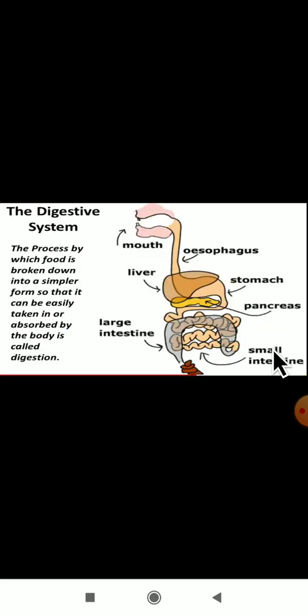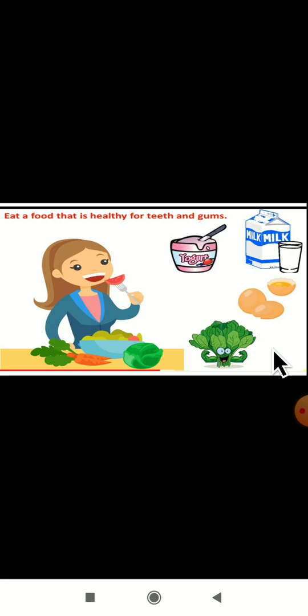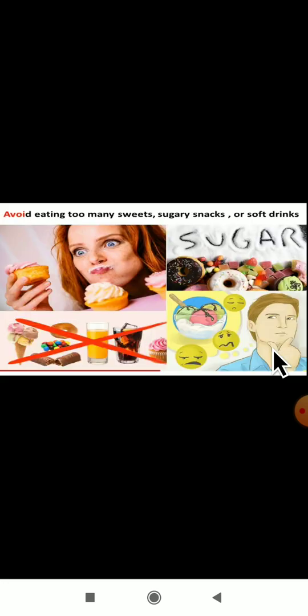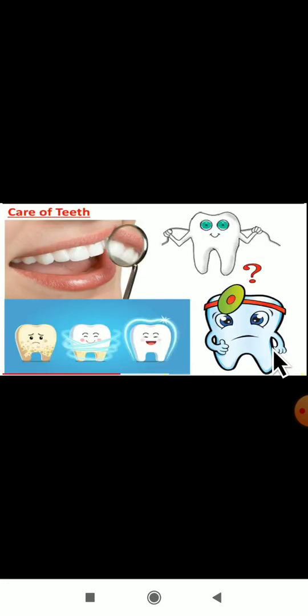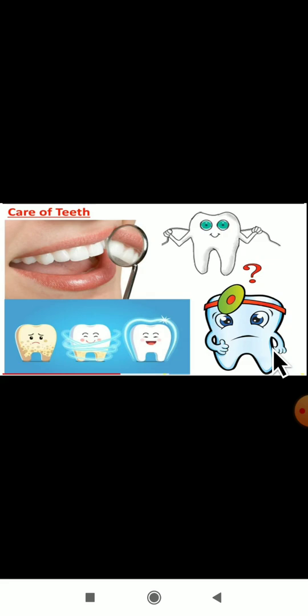Dear students, you have to follow all these rules to protect your teeth from plaque and cavity formation. If you follow all these ways, then your teeth can be protected. Yes, dear students, this is all about the points on how you have to take care of your teeth.